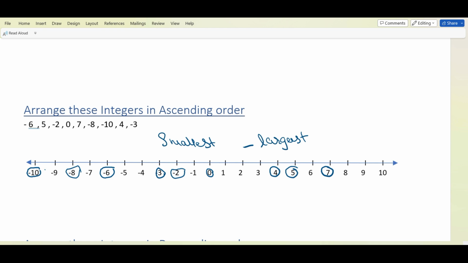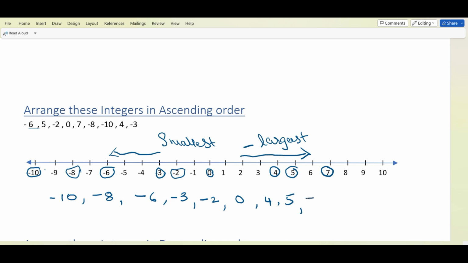As and when it moves towards the left side, the value decreases. Similarly, as and when it moves towards the right side of any number, the value increases. So the first number on the left side is -10. So the ascending order would be -10, -8, then -6, then -3, then comes -2, then 0, then 4, then 5 and the last is 7.